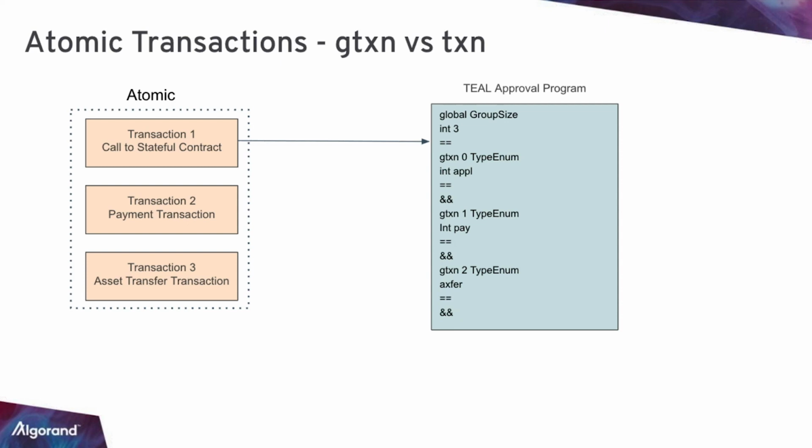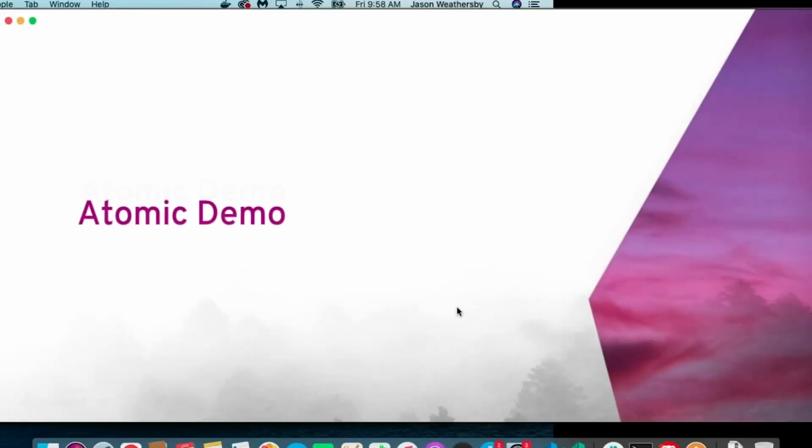So that's essentially just a way of enforcing, okay, these are the types of transactions that are in it. Obviously, you'll check other things, like is it the proper receiver? Is it the proper application ID? All of that kind of thing too. But this is a simplified version of checking the atomic transfer. So let me show you a quick demo of that.